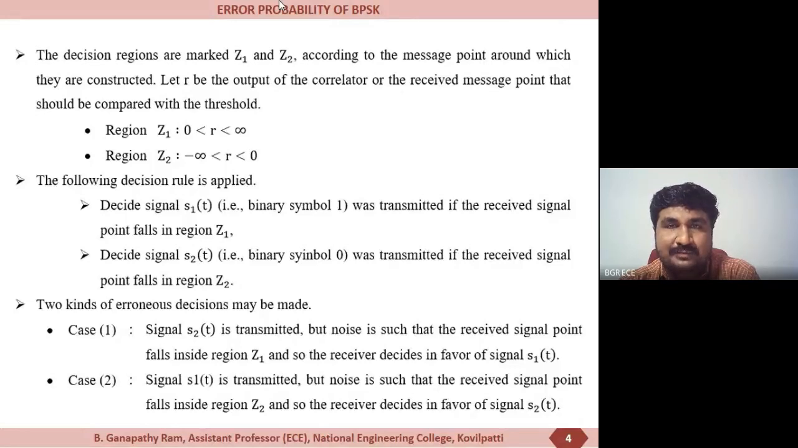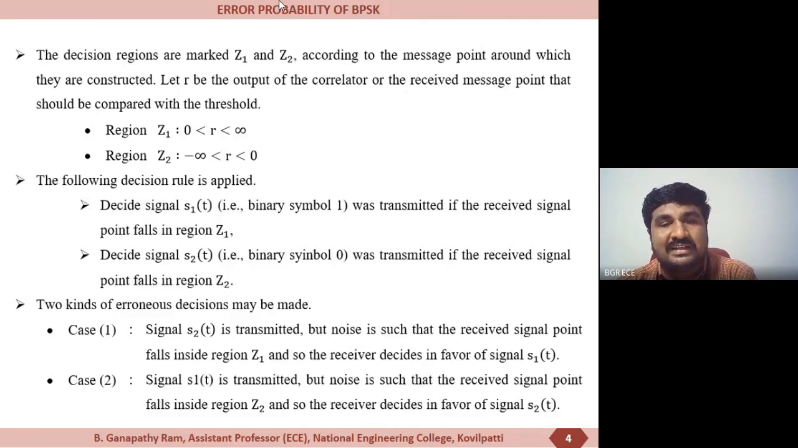The decision rule has to be framed in such a way that the receiver decides the signal S1 of t for the corresponding binary symbol 1 if the received signal point falls in the region Z1. Similarly, the receiver decides the signal S2 of t for the corresponding transmitted binary information 0 if the received signal point is located in region Z2.